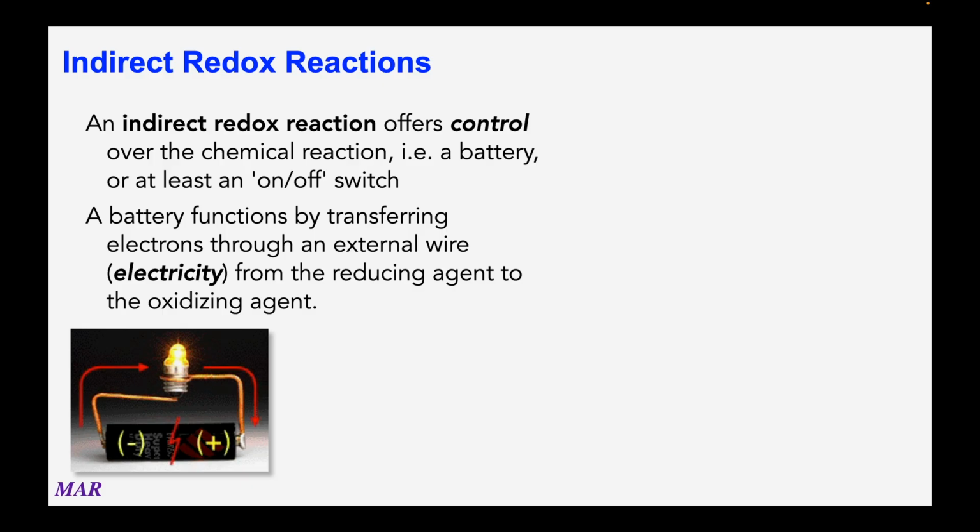If you look in the animation, there's a negative and a positive. And remembering that electrons are negative, they want to run away from the negative side and run to the positive side. Opposites attract and same charges repel. So the electrons will go from the negative to the positive.